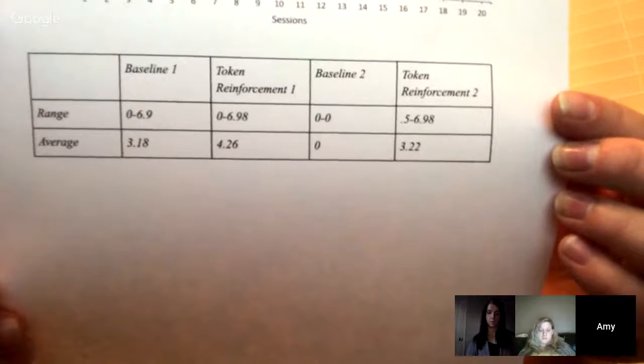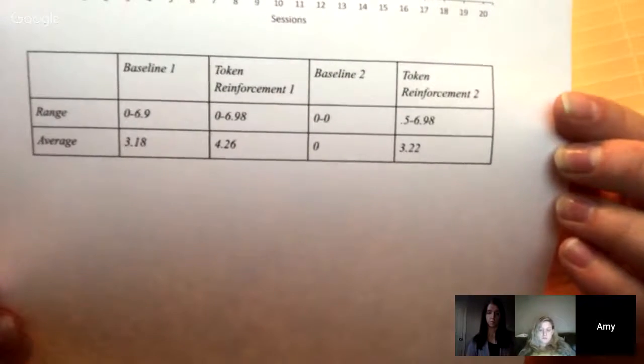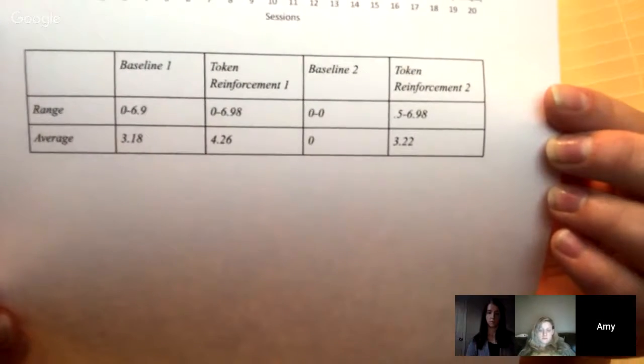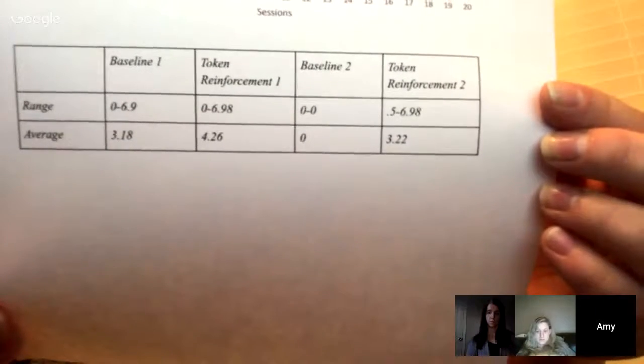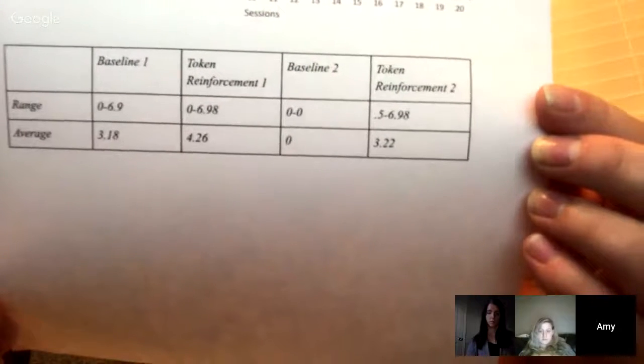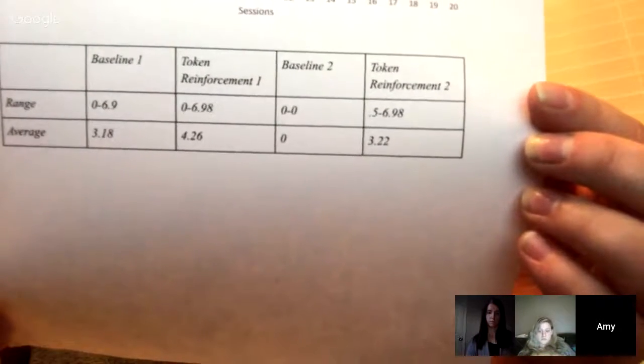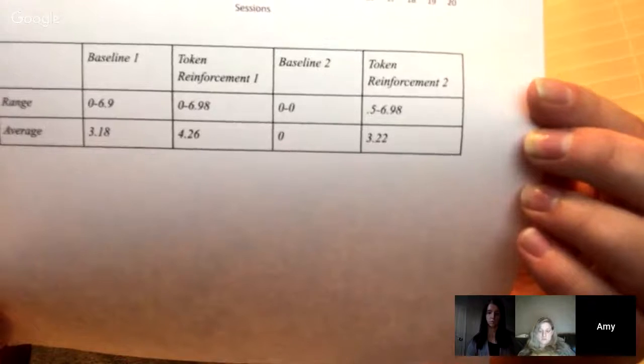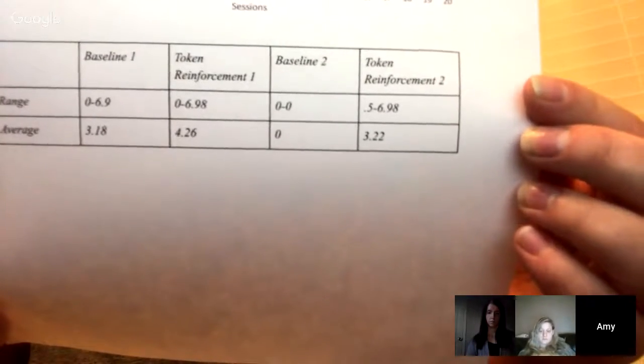Her token reinforcement intervention 1 was a 0 to 6 with an average of a 4.5. Her baseline is a 0 with a range and average of a 0 for baseline 2. For token reinforcement 2, her range was between 0.5 and 6.9, and her average consisted of 3.2.